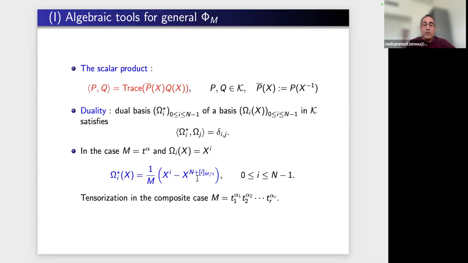This is very general, but in the case when m is a prime power and when omega I is the canonical basis, we have a simple expression of omega I star in terms of the canonical basis. Here you just have a notation, which means I modulo m over t. And you can tensorize this expression again if you have a composite number.